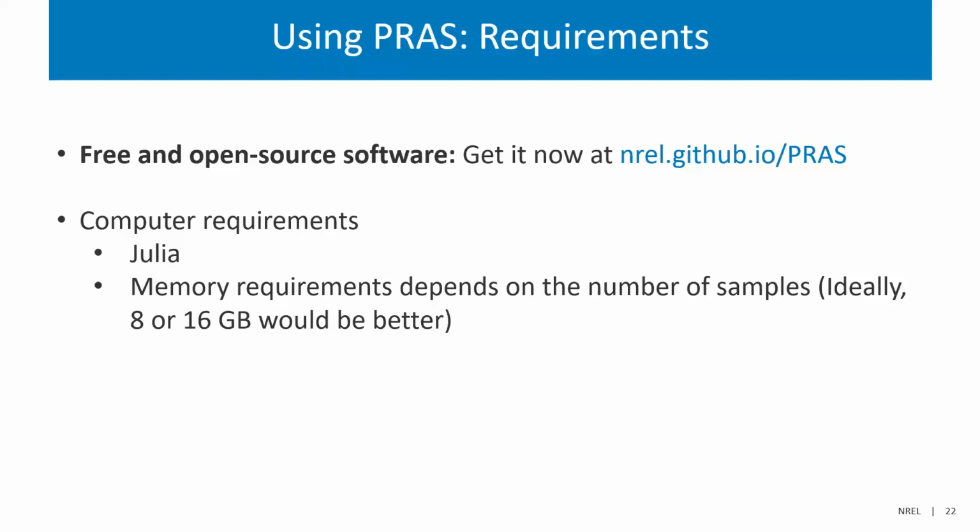Okay, so PRAS is open source, as I mentioned. And it's free and available, and you could download and start using it whenever you wish. However, you might need Julia on your computer, and the memory requirements really depend on the number of samples that you're running. However, ideally, based on experience, we've seen that 8 or 16 gigabytes would be better.